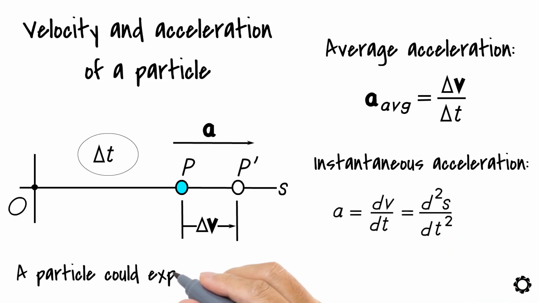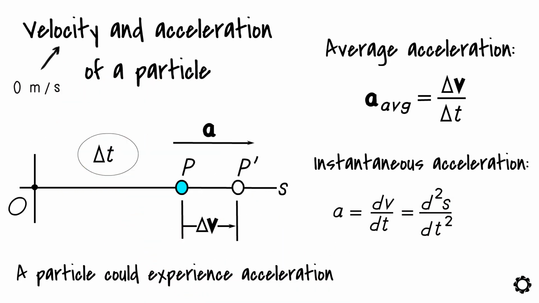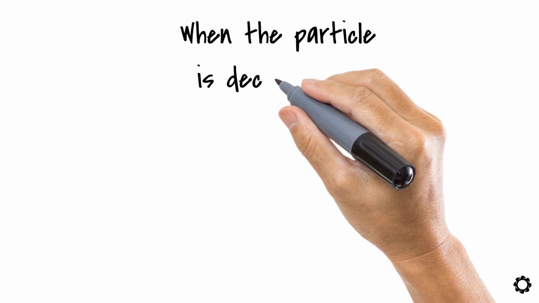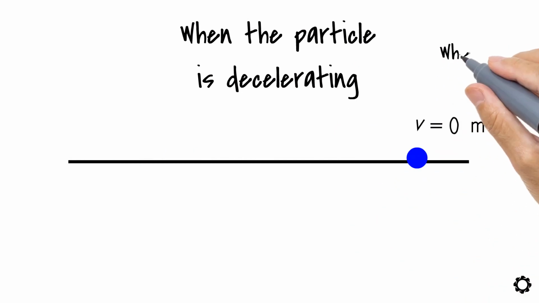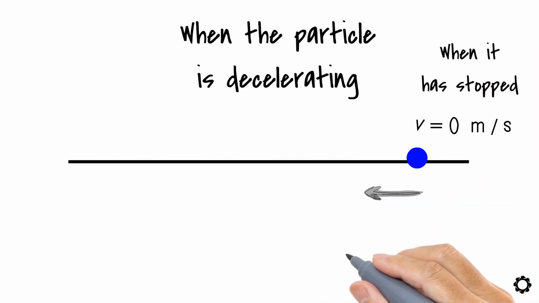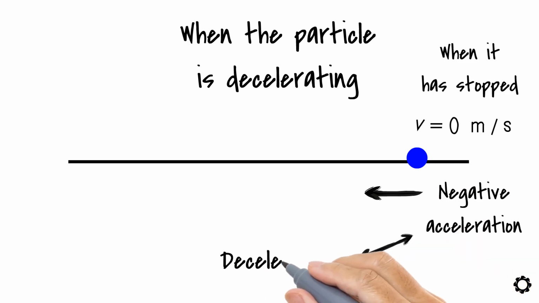Note that the particle could experience acceleration even if its velocity would be 0 meters per second. One very typical case related to this is when the particle is decelerating. In this case, the end velocity of the particle would be 0 meters per second when it has stopped, while at the same time, it experiences negative acceleration, which is also referred to as deceleration.